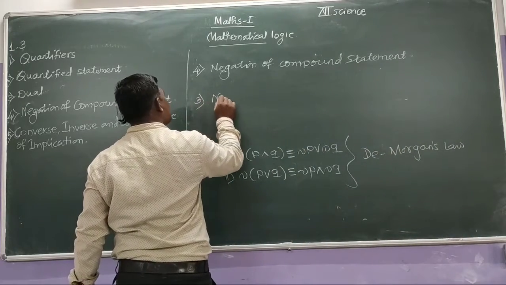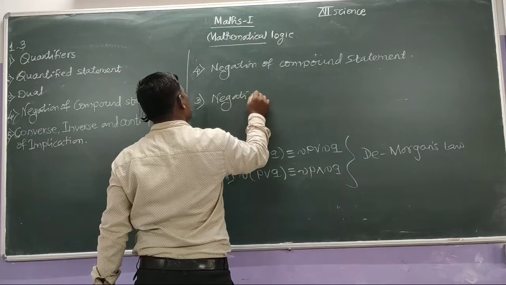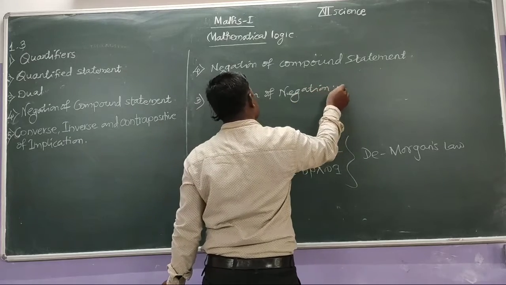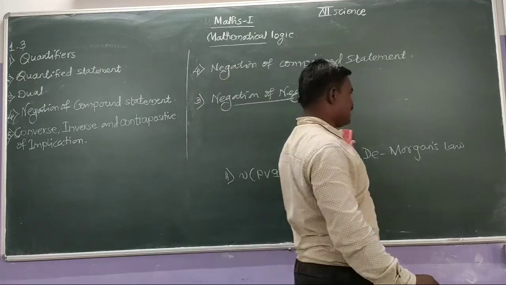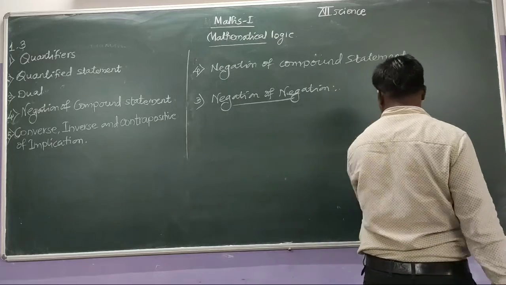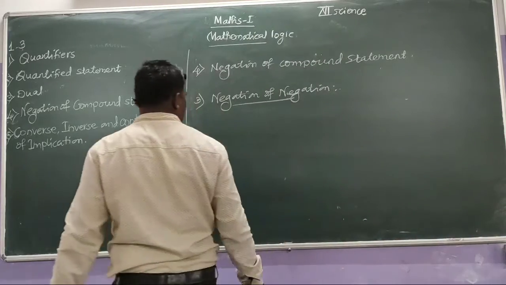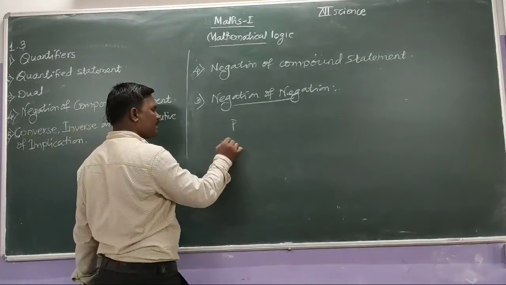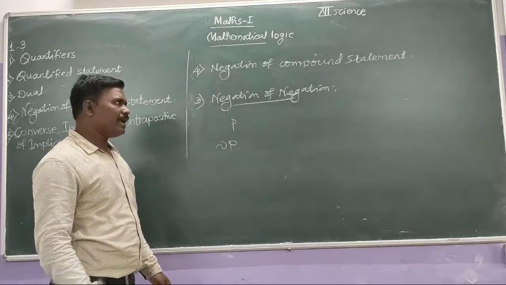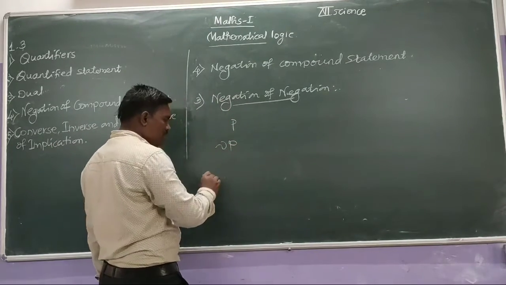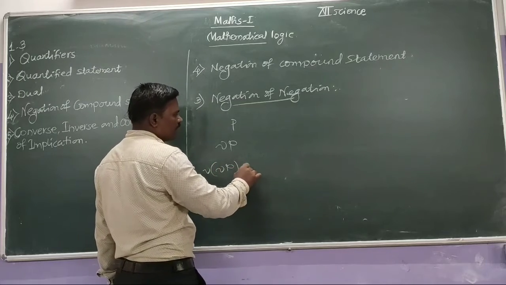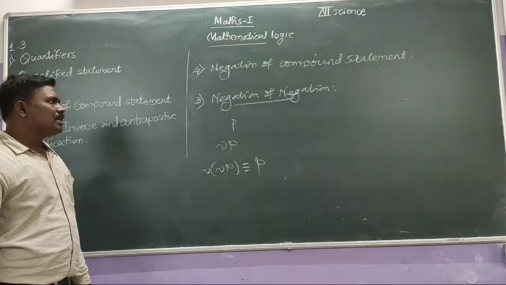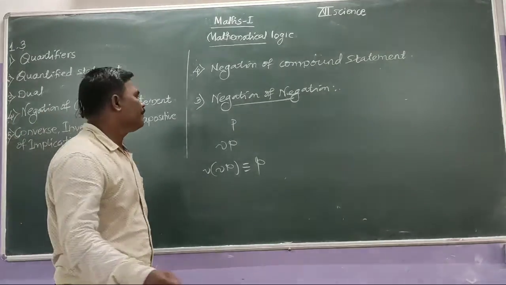Next thing, third, negation of negation. Negation is applied to one simple statement, not operands, only one simple statement. Suppose P is one simple statement. Take its negation, that is negation of P. And again take the negation of this. The negation of the negation of P is P itself. Therefore, that is the negation of negation.